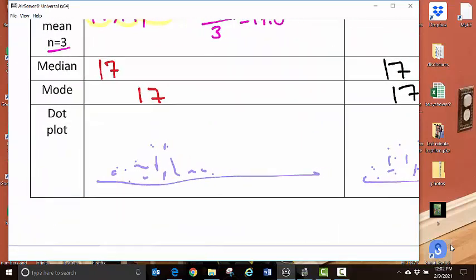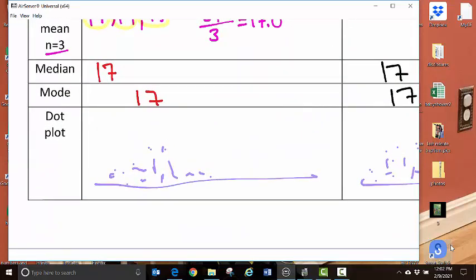Okay. And if we were to graph this, if these were the ages, like pretend these were your ages in class, it would be fairly symmetric. It would look like this, centered around 17.